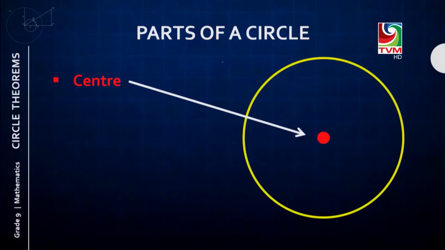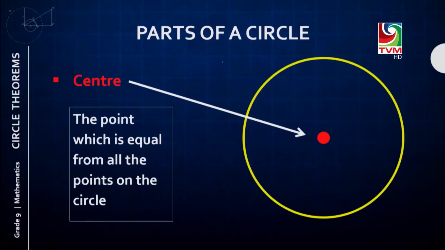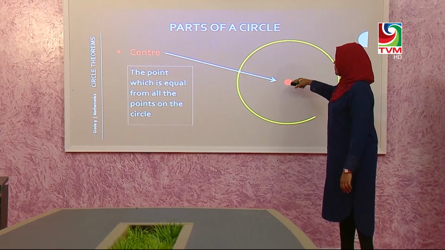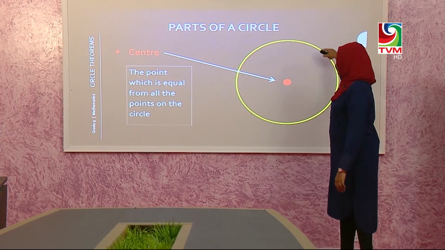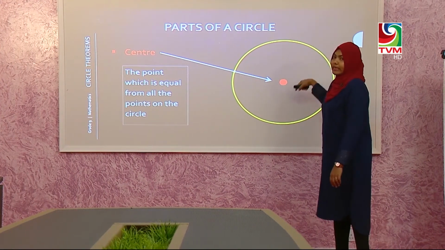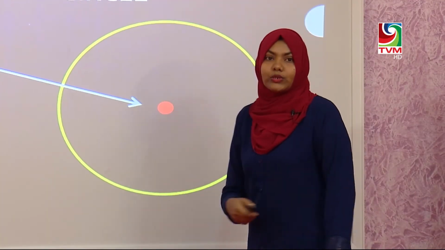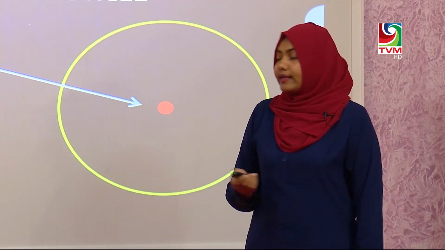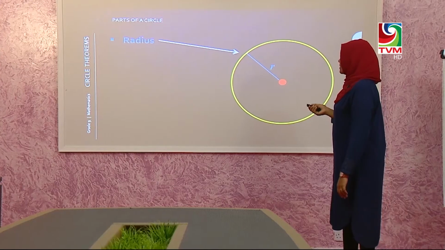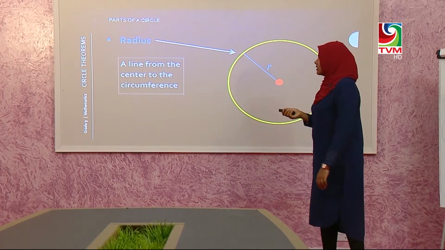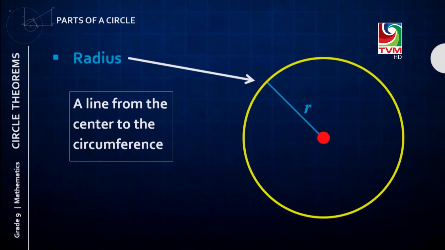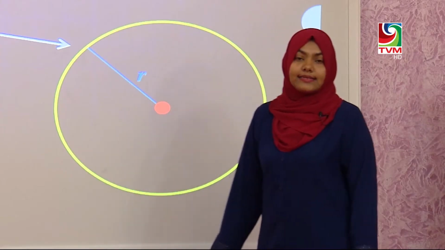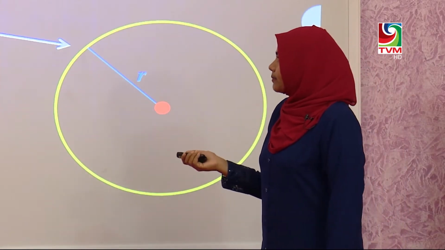First, center. The point which is equal from all the points on the circle. That means when you are given the center here and you draw the circle, all the points on the circle should be equal from the center. Radius. A line from the center to the circumference. It will always go from the center to the circumference as shown in the diagram.